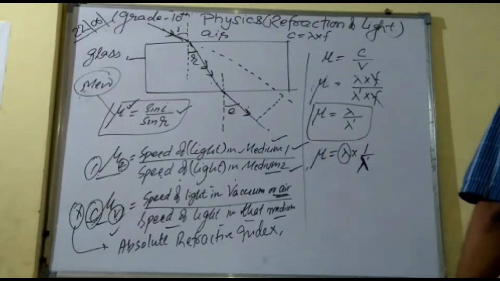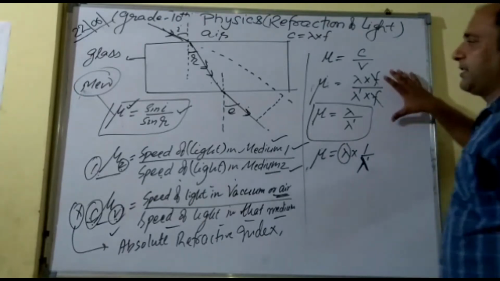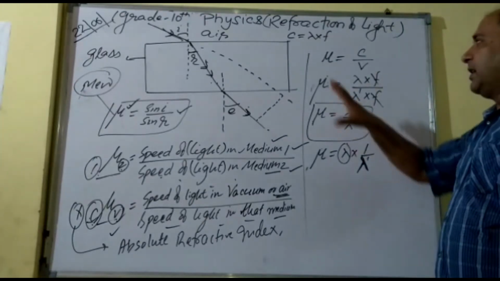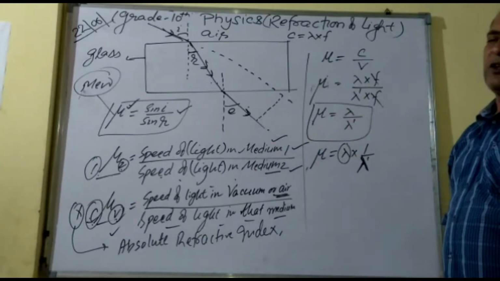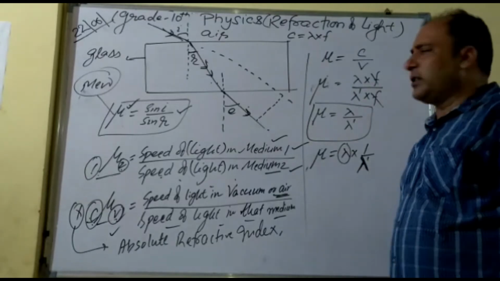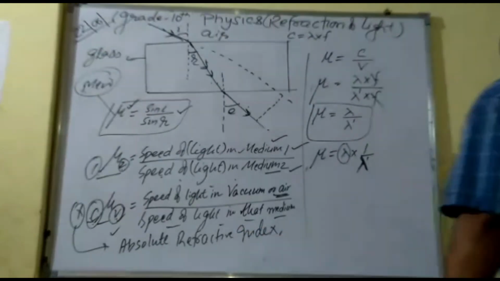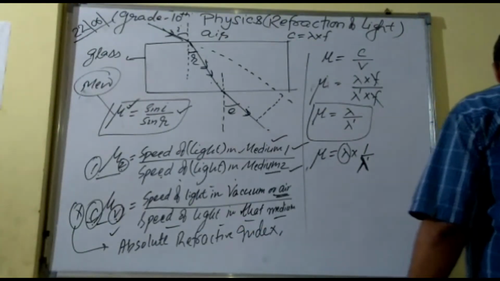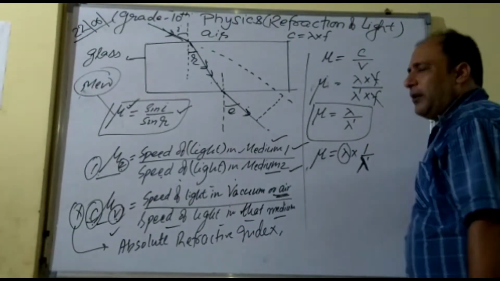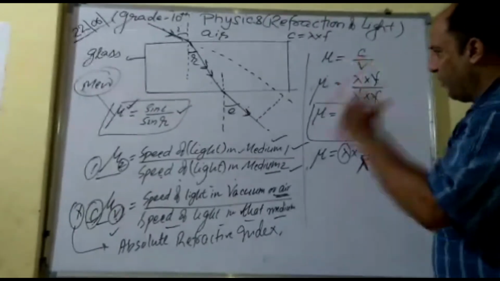In your syllabus it is always considered as wavelength. Instead of wavelength, they may write color. So it's a little bit confusing word. Please try to think only about the wavelength. Don't think about the color. Only consider in your mind the wavelength.